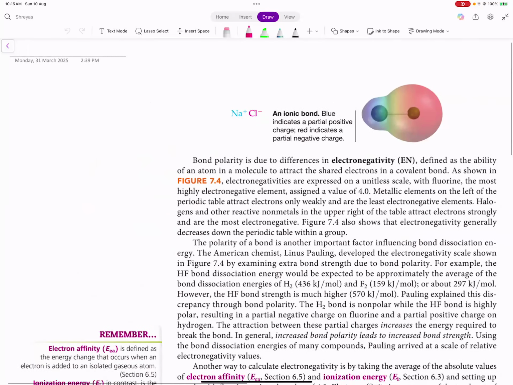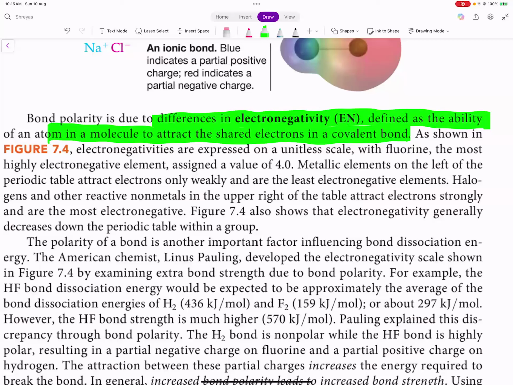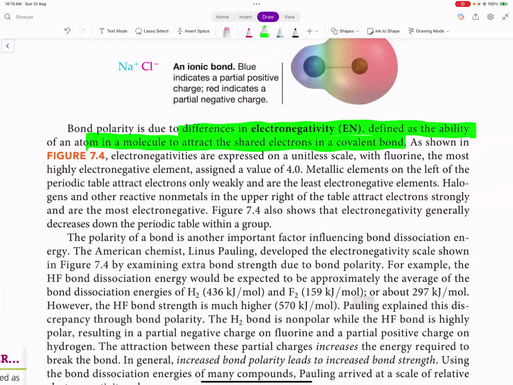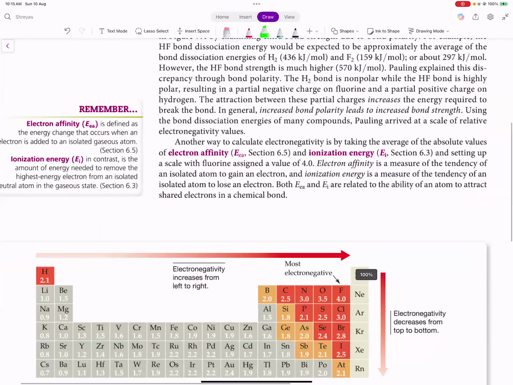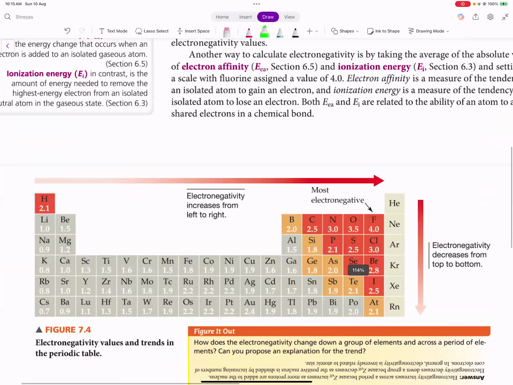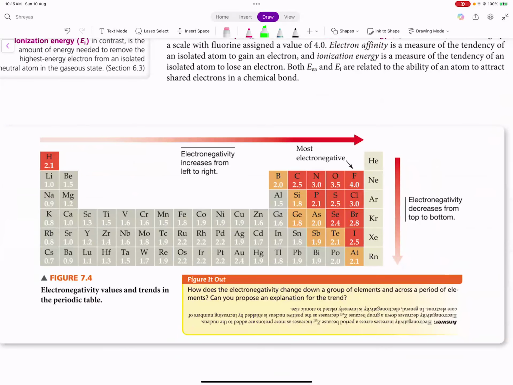So bond polarity, why is it? It is due to the electronegativity difference. And the atoms which are on the right side are more electronegative. See, this is the electronegativity. Just see and tell me which are the top four elements in electronegativity. It increases from left to right. They have written it. And decreases from top to bottom. So fluorine.